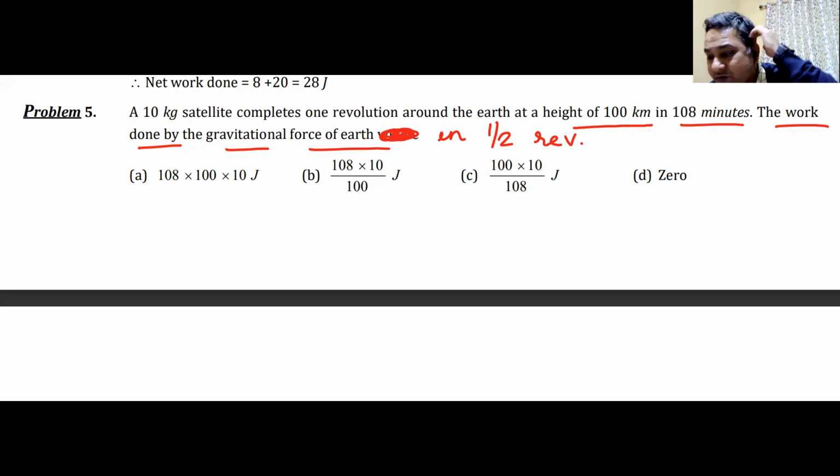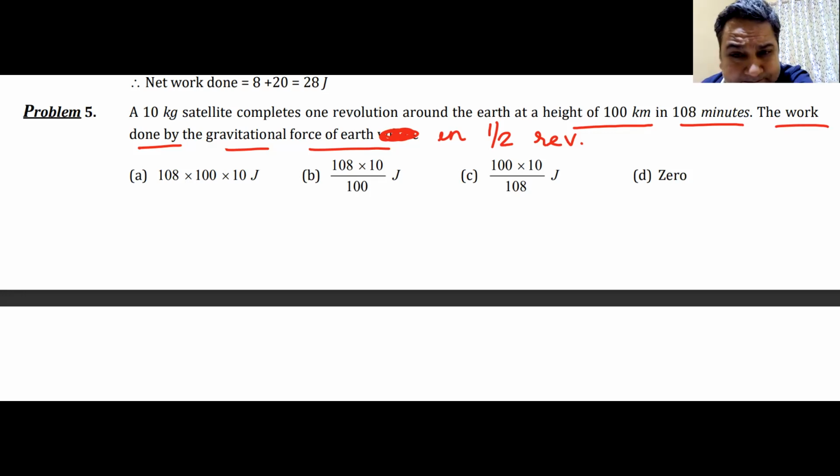Does anyone have any answer for this? A, B, C, D. Anyone has any answer? Half revolution, how much work will gravitational force do on this satellite? That is the question. You don't know anything about satellites. The only thing you know is that it moves in a circular path. If that much information is given, what is the work by gravitational force? What is the answer? Tell me.